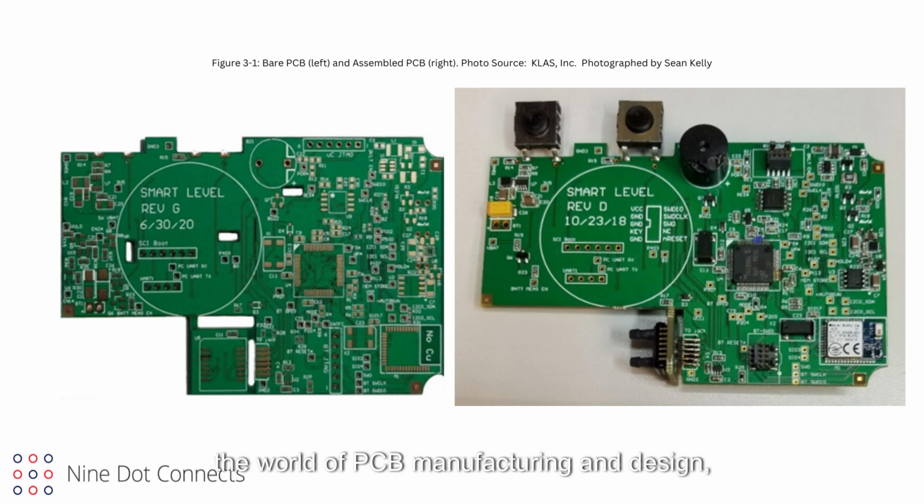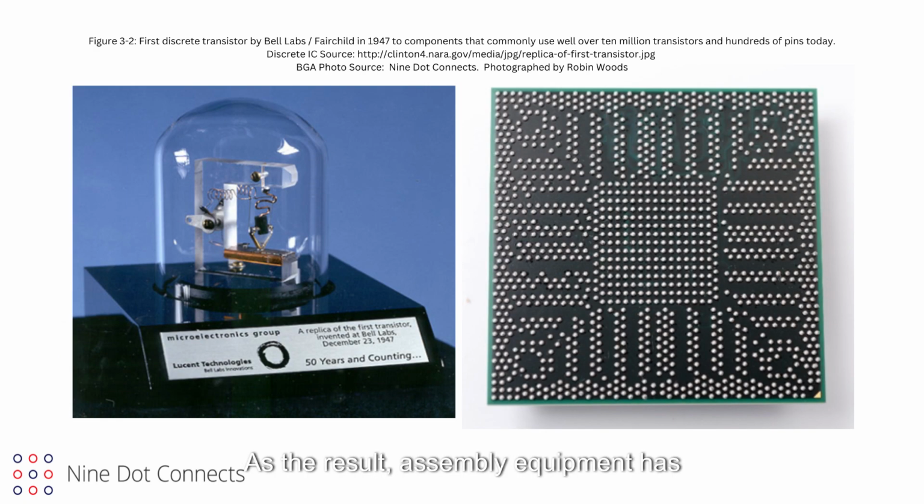In the world of PCB manufacturing and design, nothing has changed as dramatically as the assembly of PCBs. This is simply in response to the amazing reductions that have come about in both the silicon size in the component, and the package that houses the component. As a result, assembly equipment has evolved from soldering large through-hole parts using wave soldering techniques, to the reflow soldering processes of surface-mounted devices so small, they need to be reworked under a microscope.